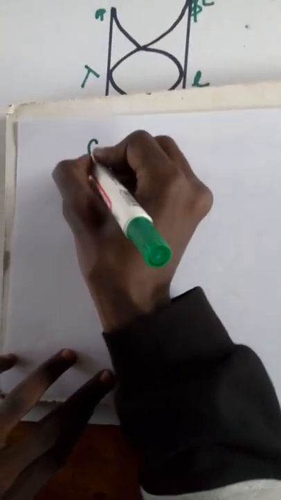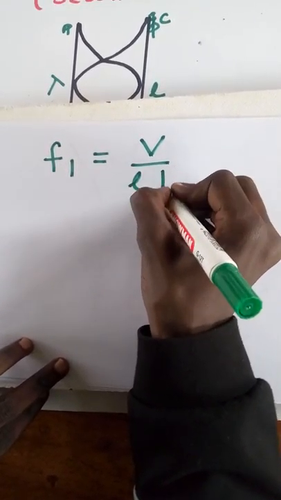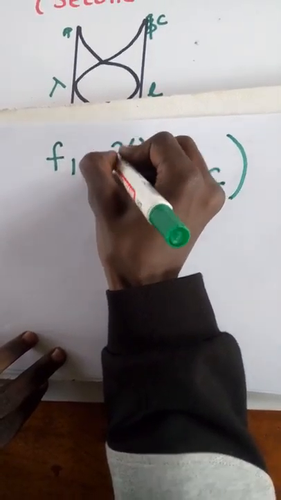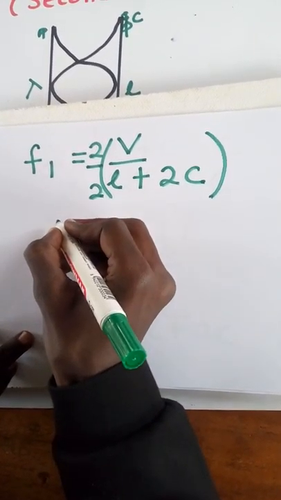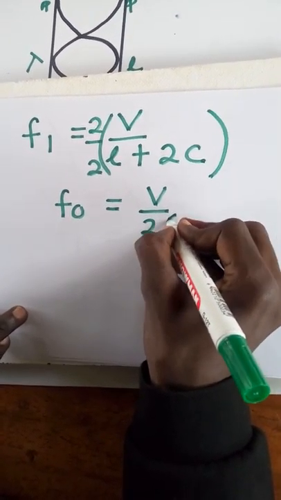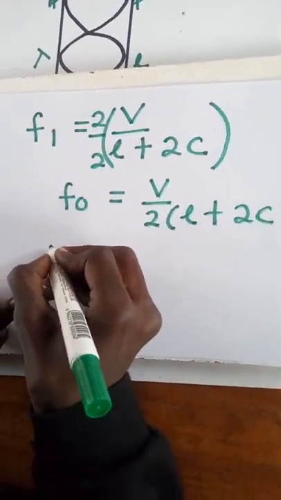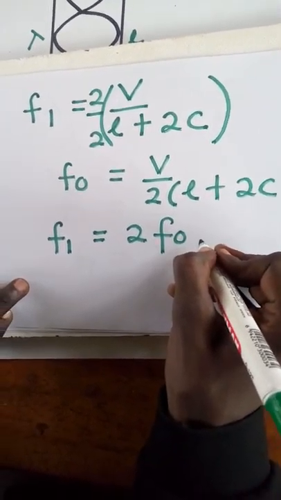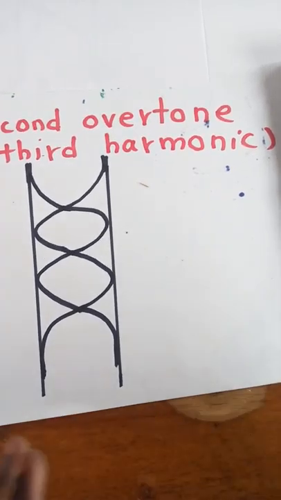So frequency of the first overtone is equal to velocity over length of the open pipe plus 2 times end correction. If we multiply this by 2 and divide by 2, we are not going to affect this equation. But fundamental frequency is equal to velocity over 2 brackets length of open pipe plus 2 times end correction. So we're going to substitute into this equation. Therefore, frequency of the first overtone is equal to 2 times fundamental frequency. Okay, let's see the second overtone, which is the third harmonic.